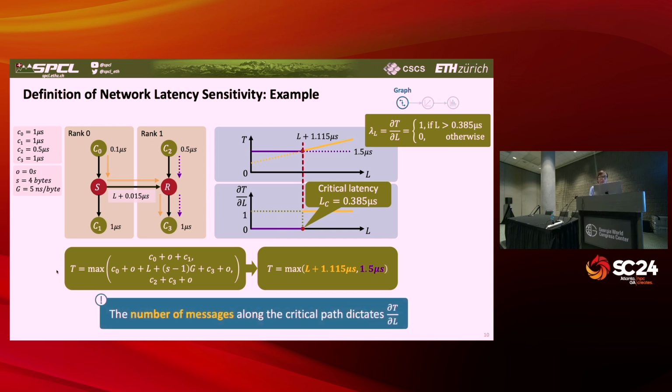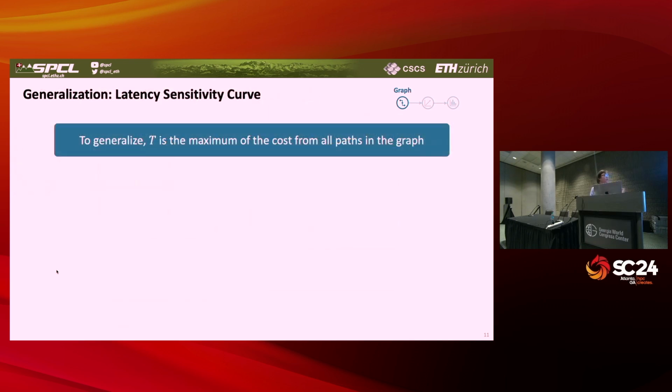And here we noticed something very important during our investigation, which is that the number of messages along the critical path determines the natural latency sensitivity. So this is quite intuitive, right? As we increase the number of messages along the critical path, this means the application is going to be more sensitive to the network. So to generalize, we can represent t as the maximum of the cost of all of the paths in a graph.